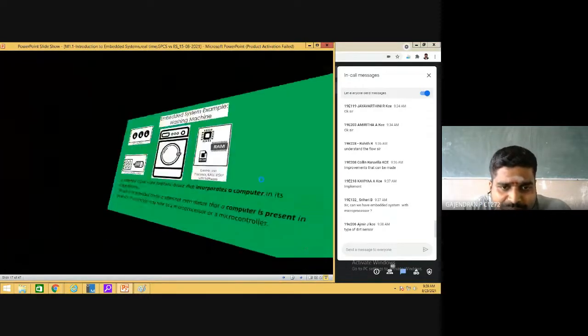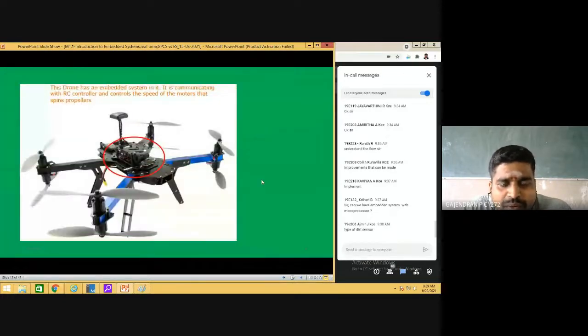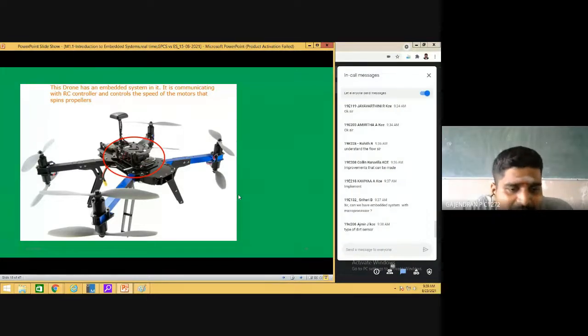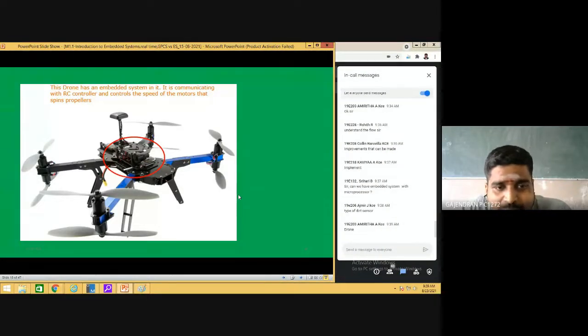Okay? Yes. Now, what is this application? What is the name of this? Quadcopter. In the pandemic situation, am I correct? Quadcopter. What is the application of this? Drone. Okay. In the pandemic situation, we use it in a very extensive way. Am I correct?